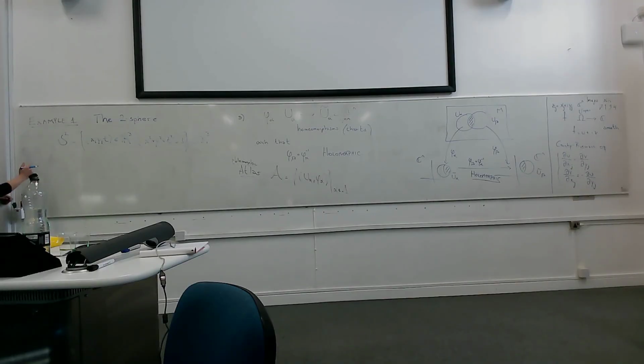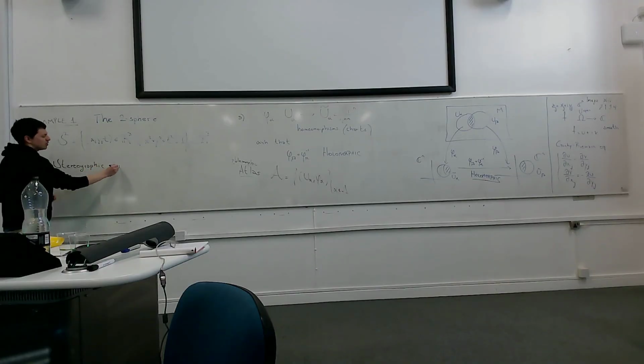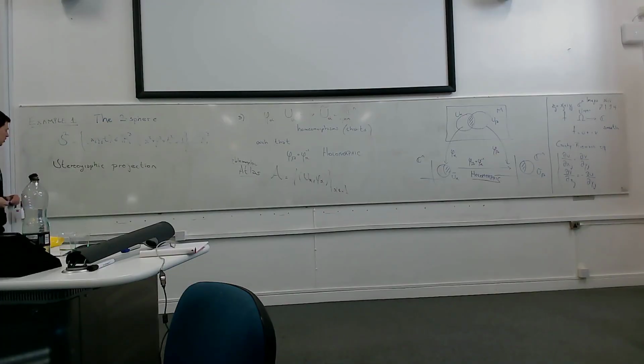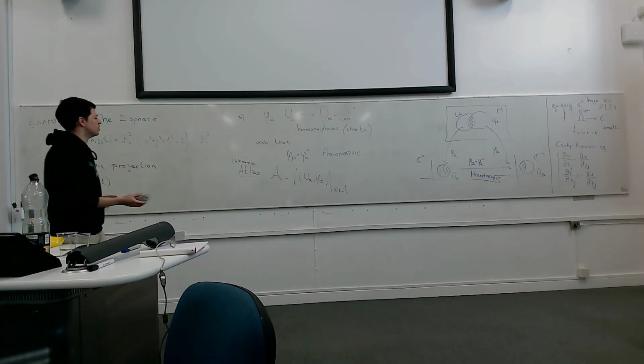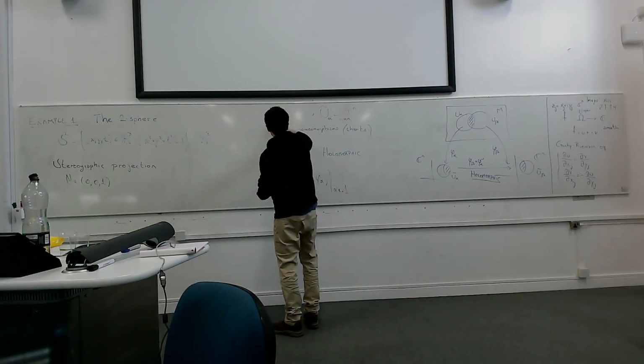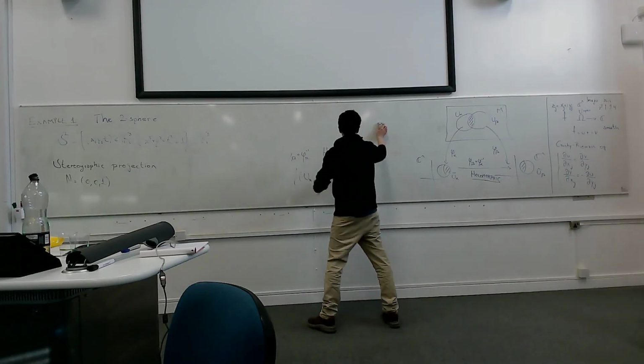So we'll use what's called stereographic projection. Let N be the North Pole, so this is (0, 0, 1). And then we can do stereographic projection from the North Pole to the equator, the xy plane.